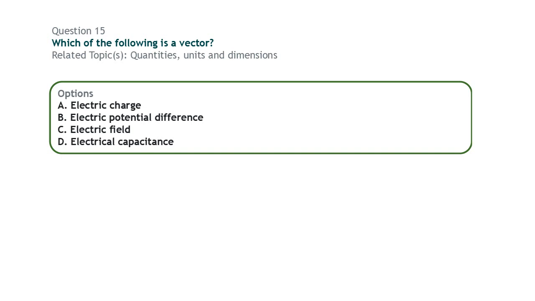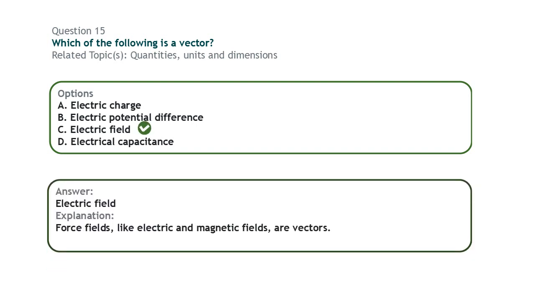Next on quantities, which of the following is a vector? So physical quantities can be classified as scalars or vectors. The scalar quantities are those quantities that require magnitude only. Just their size is enough for their specification. But the vector quantities require magnitude and direction. Now from the options that we have here, the vector quantity is the electric field. So force fields like electric field, magnetic fields, and gravitational fields are vectors.